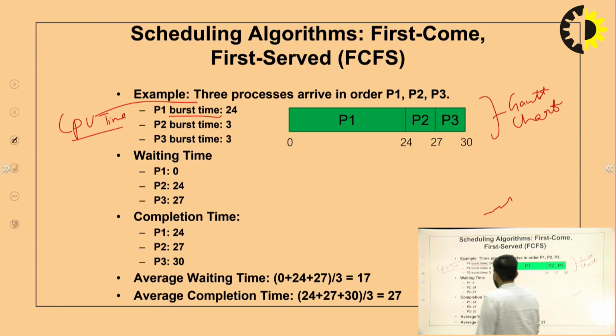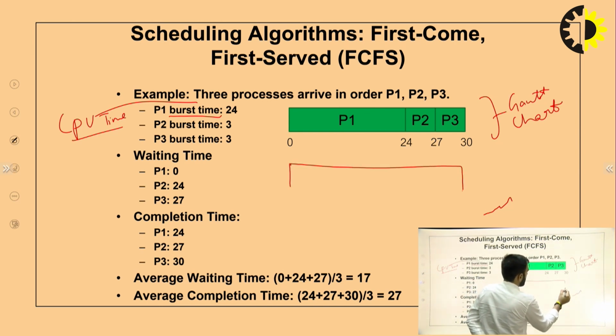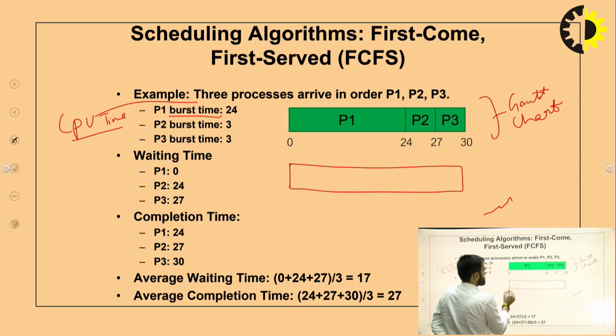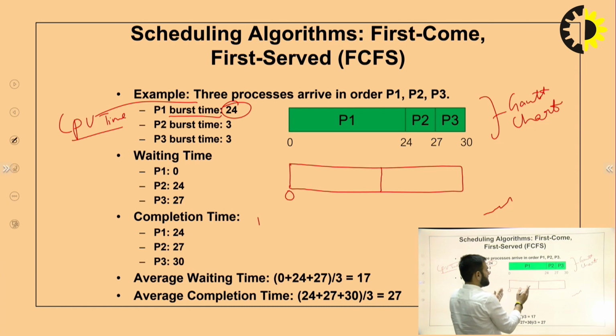Now draw the Gantt chart. This is 0. Initial time is 0 only. Now P1 arrives first, so P1 will get the CPU. For how much time? Since it is a non-preemptive algorithm and its burst time is 24, the CPU is taken by P1 till 24.